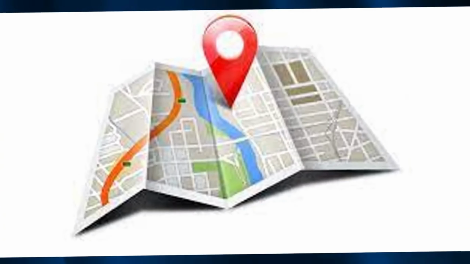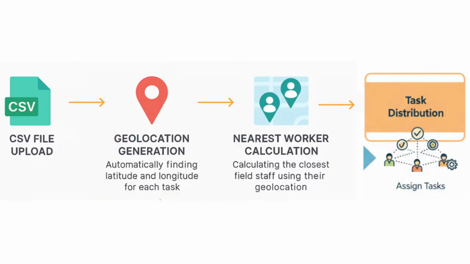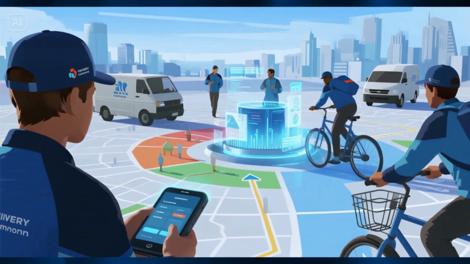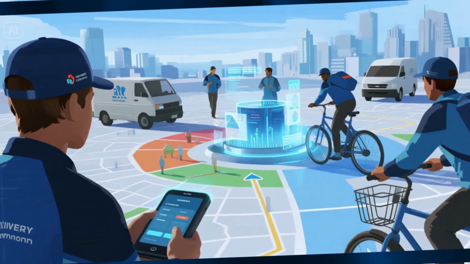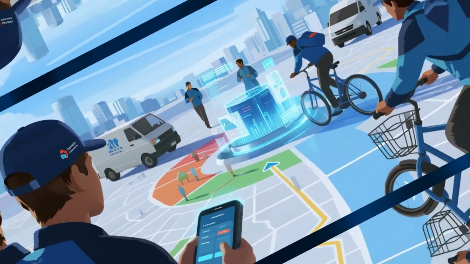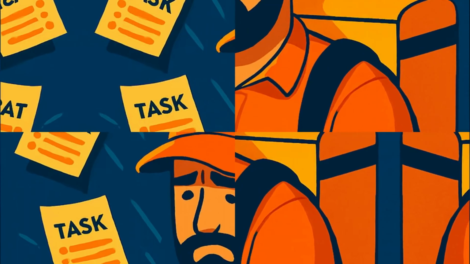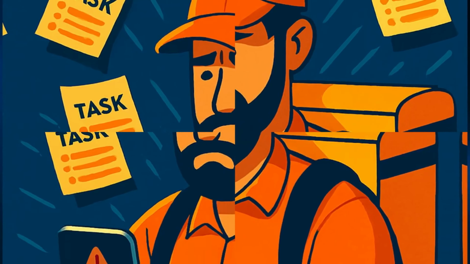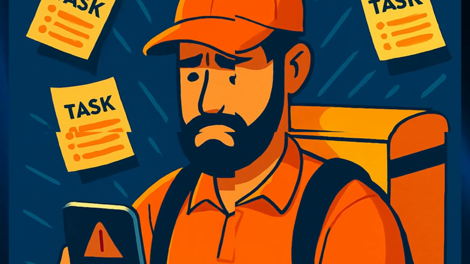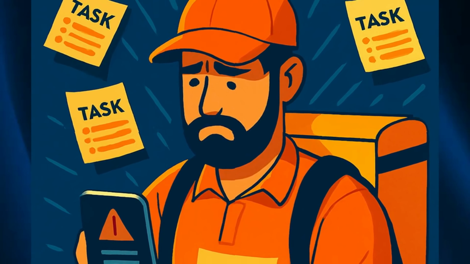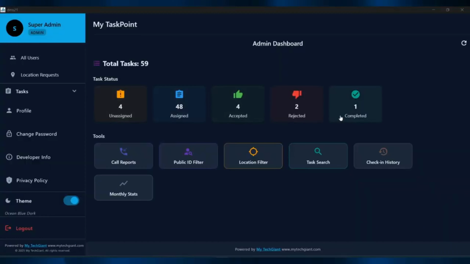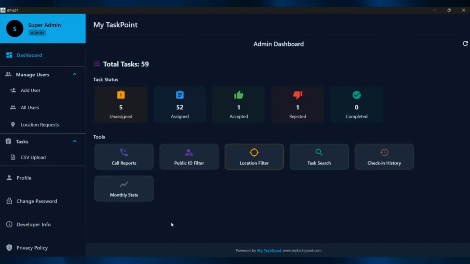Our system automatically generates geolocation, latitude, and longitude for each task. Once the tasks are ready, they are assigned to active field staff based on their nearest location, ensuring the right person gets the right task. To maintain efficiency, the system also keeps workload balance. For example, if a field staff member already has a certain number of pending tasks, the system will automatically assign the new task to another nearby staff member. In addition, every step related to product delivery is monitored and managed through the system.